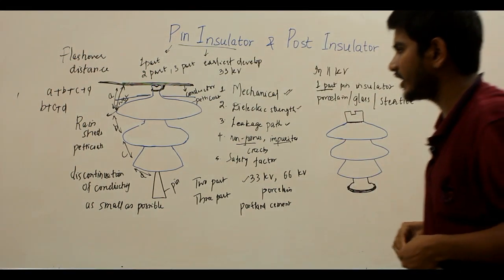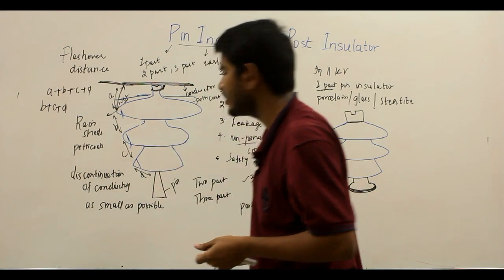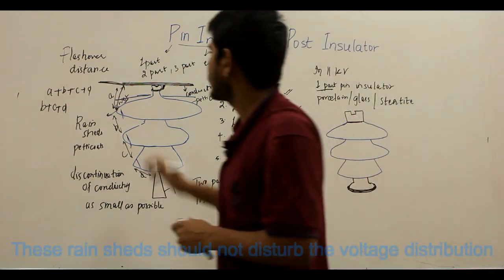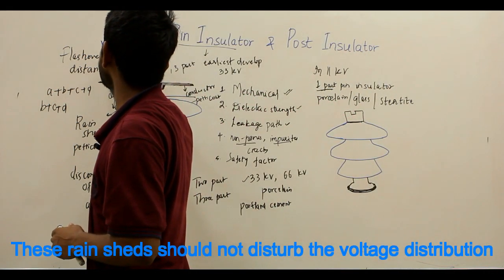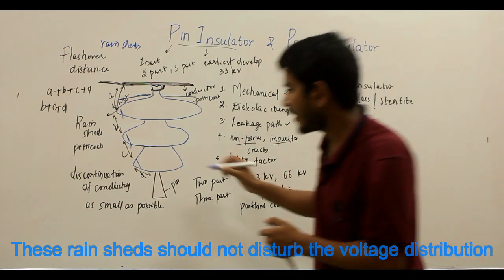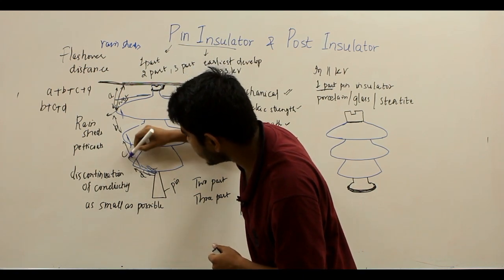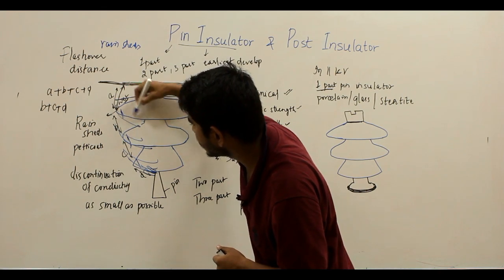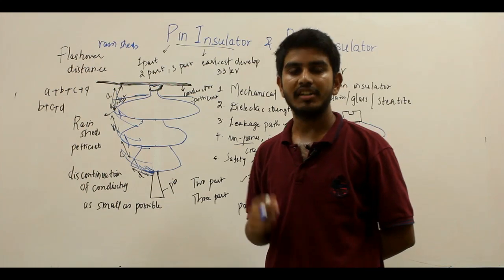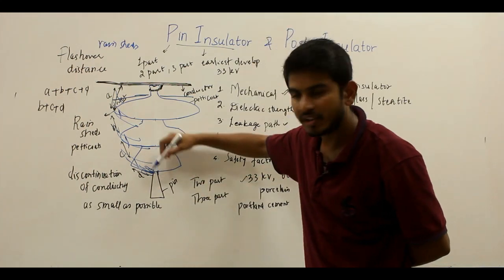Now in order to keep the inner parts dry, the rain sheds are designed in such a manner that the subsurface is at right angles to the electromagnetic lines of force. So if I say these are my electromagnetic lines of force, the subsurface of the rain shed should be at right angles to the electromagnetic lines which are coming outside from the galvanized pin.